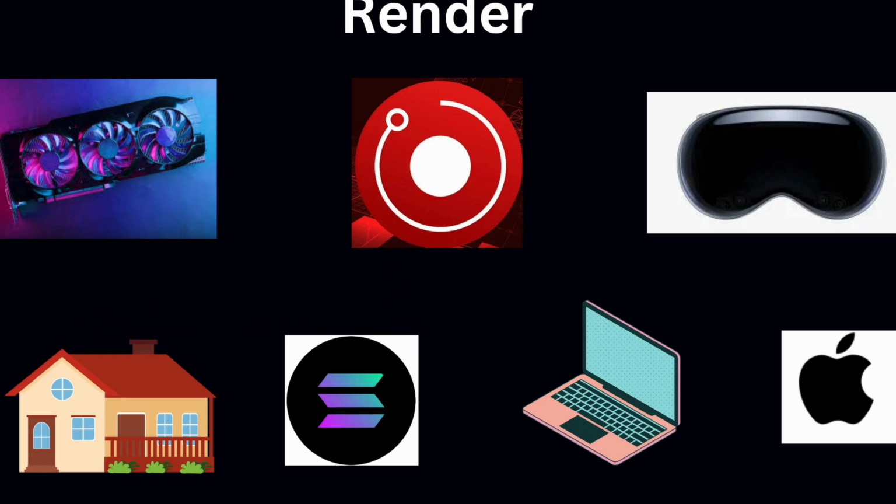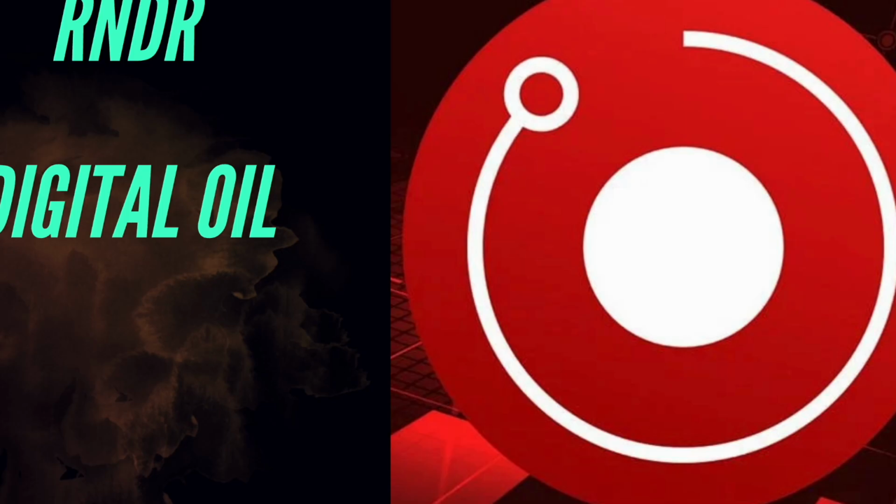And as I talked about earlier with this house image, it's just referencing what I said about it being the Airbnb of GPU, loaning out unused GPU power. So the Render token, again, digital oil.